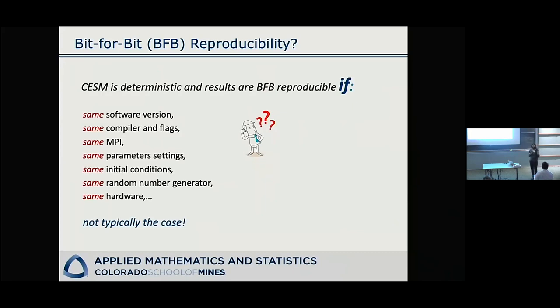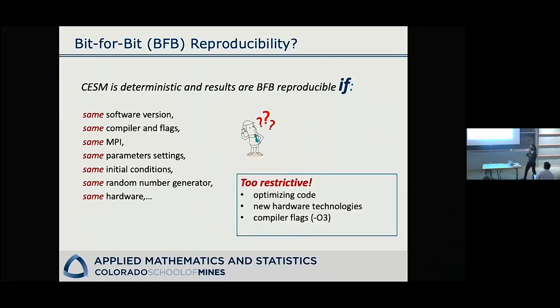That does actually hold if you run the model on exactly the same computing infrastructure, but this is a big if. You want the same software, the same compiler flags, the same MPI library, all this kind of nonsense that we really don't like to think about, but that actually turns out to really matter, even down to things like using the same random number generator. So for most practical cases, this is clearly not the case. So we're usually interested in saying something meaningful about how the model runs if these conditions are not met. We're interested in optimizing the code, new hardware technologies, different compiler flags and things like that.